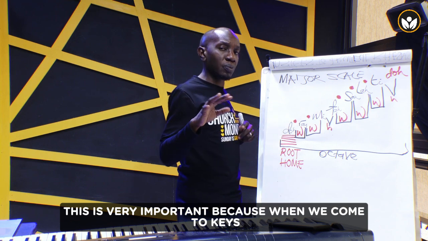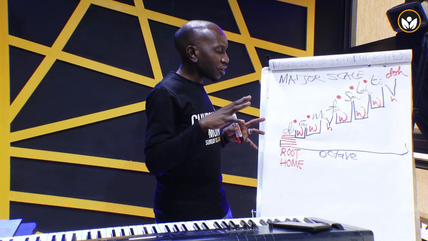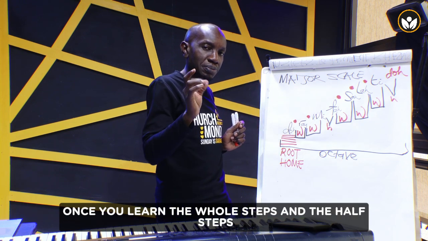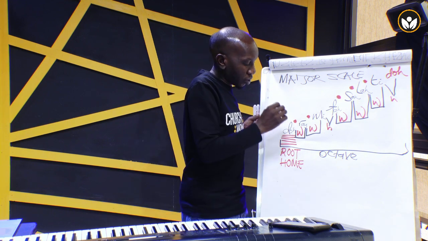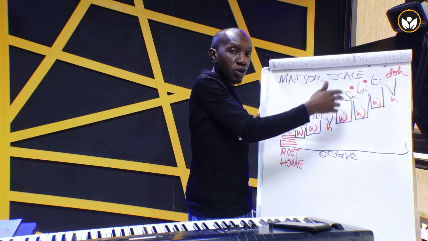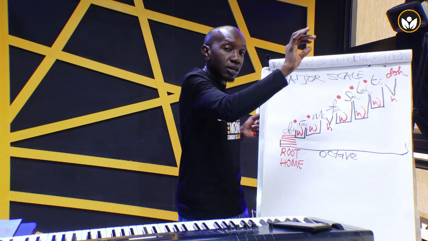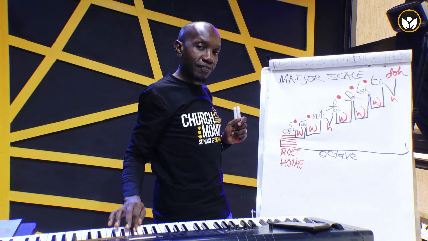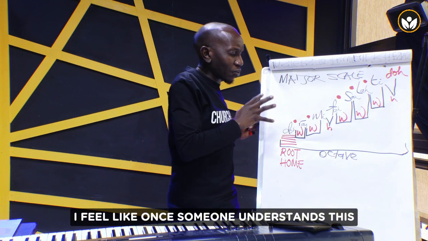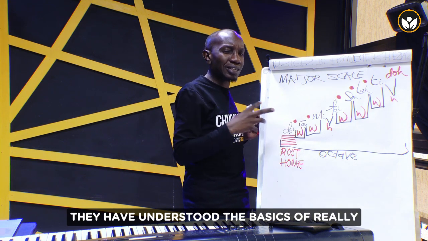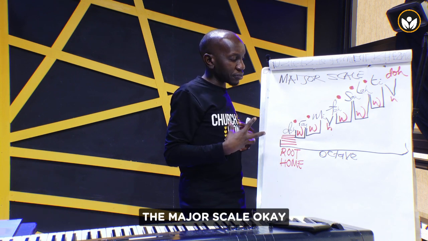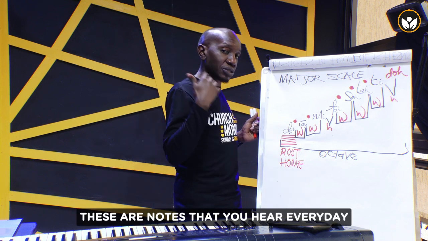This is very important because when we come to keys and dealing with different keys, you realize that this is everything. Once you learn the whole steps and the half steps, everything is hidden in this. Do, re, mi, fa, so, la, ti, do. Okay. So mi, fa and ti, do are the 2 points where you don't skip a note. I feel like this is everything. I feel like once someone understands this, they have understood the basics of really what makes the major scale the major scale.